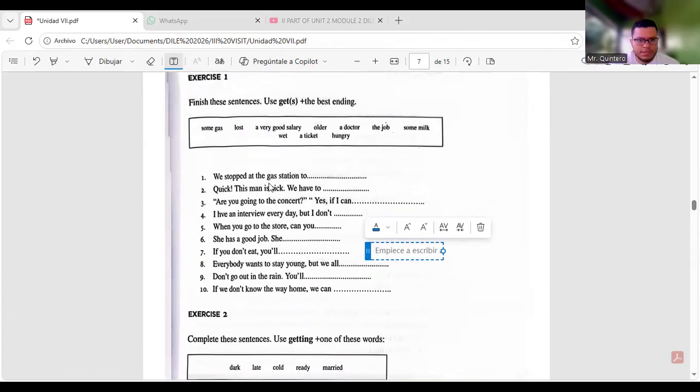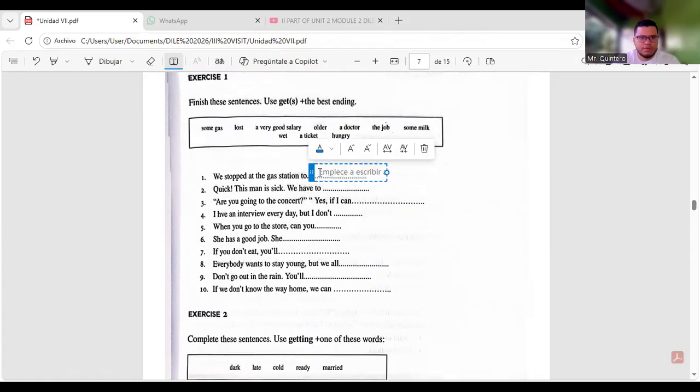Ok, entonces, ¿qué tenemos? We stopped at the gas station to get some gas. Quick, this man is sick. We have to... Rápido, este hombre está enfermo. We have to, ¿qué?